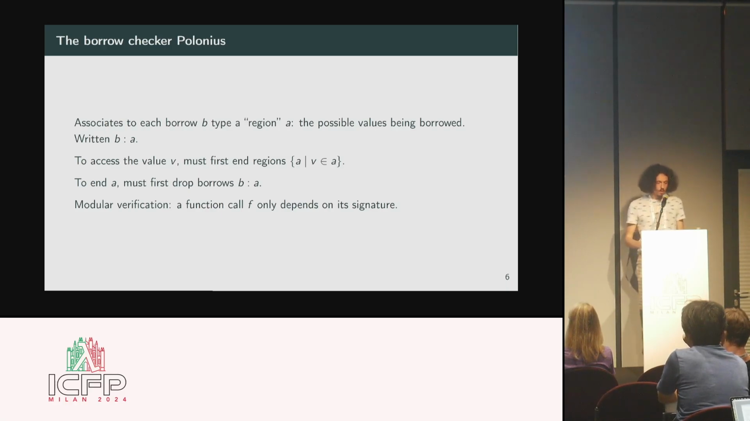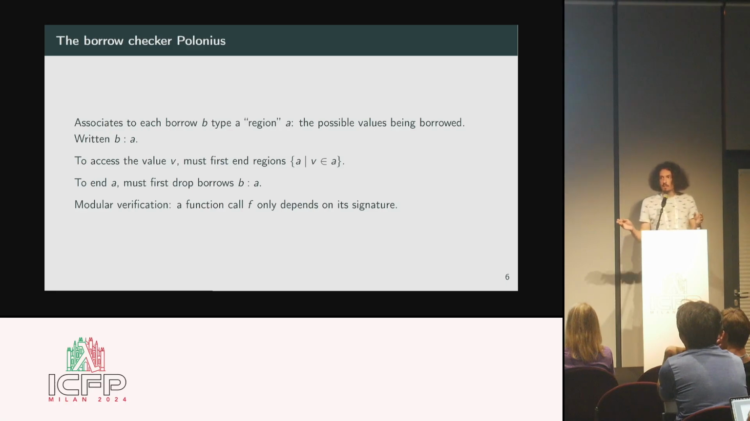Now our mechanism to ensure the previous invariant is that if I want to access any value v, I first must end all the regions that contain this value. I will say everywhere where this value may be borrowed, I want to invalidate those accesses to remain the most recent access. And to end a region, we must simply drop all the borrows associated to this region.